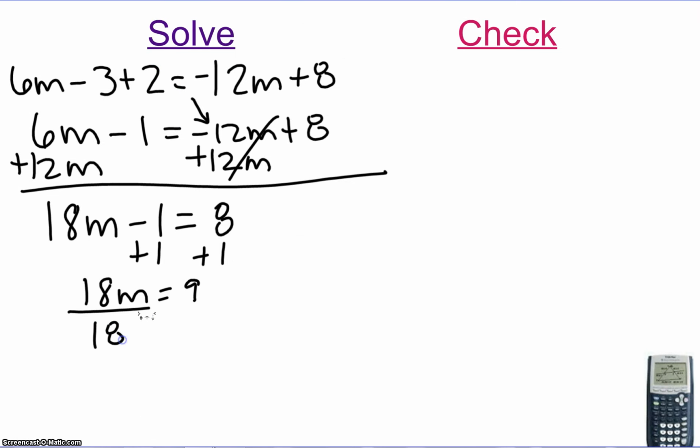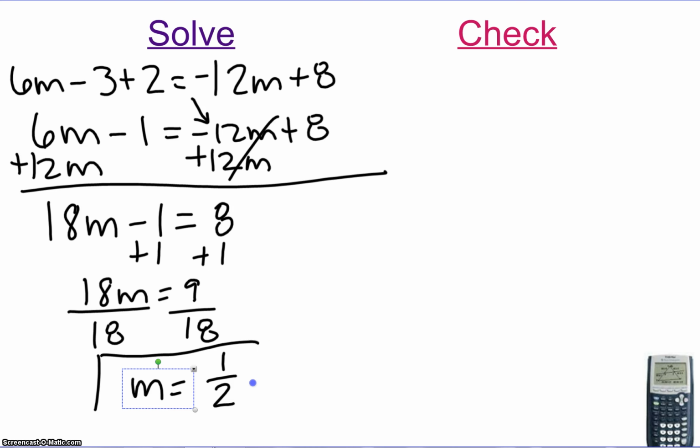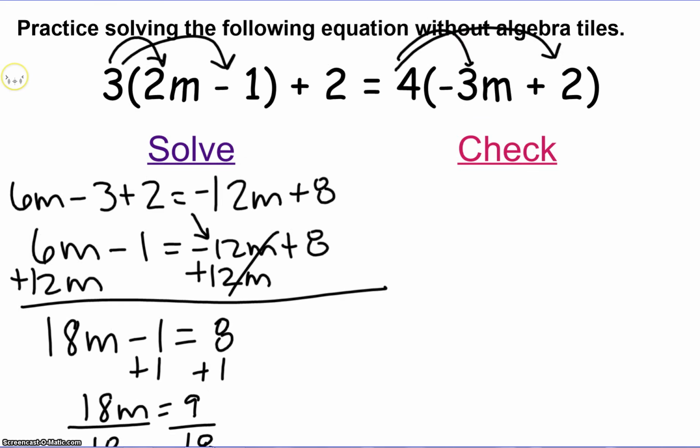Divide by 18, and you have m equals 1/2. If you don't know where I got that 1/2 is, I simplified my fraction. 9 over 18 is 1/2. And on your own, you can check it to make sure it comes out correctly, because I promise you it does.